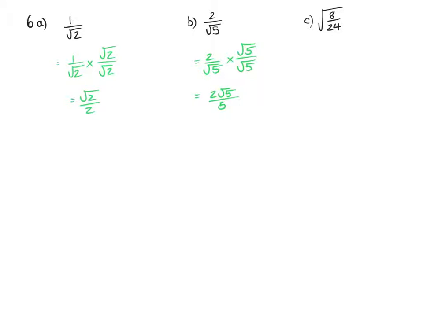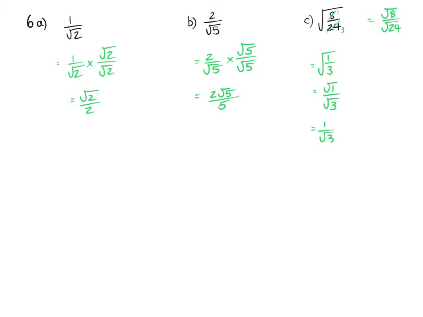Right, so C. You might be tempted to just make that the square root of 8 over the square root of 24. But we can simplify before we do anything. So 8 and 24, they're both in the 8 times table. So 8 becomes a 1, 24 becomes a 3, so we can say that's the same as the square root of 1/3. So then we get the square root of 1 divided by the square root of 3. So we've got 1 over root 3.